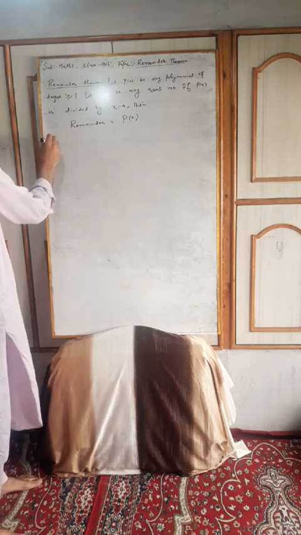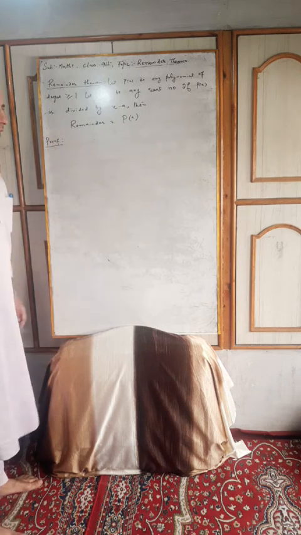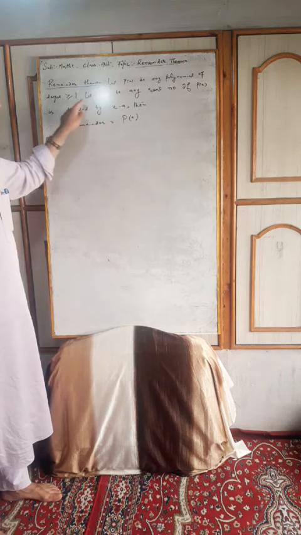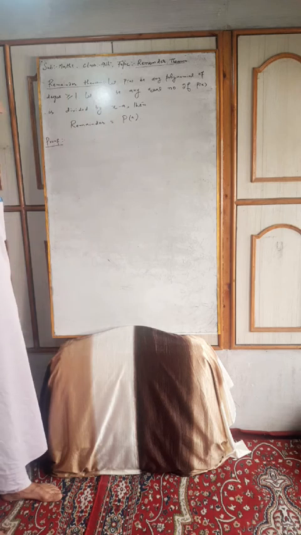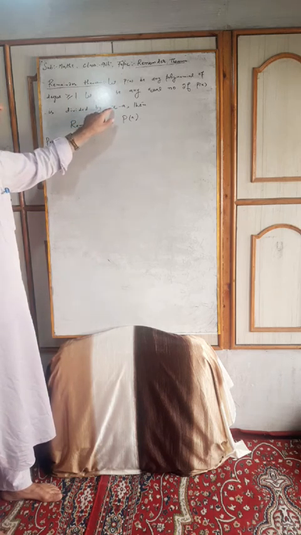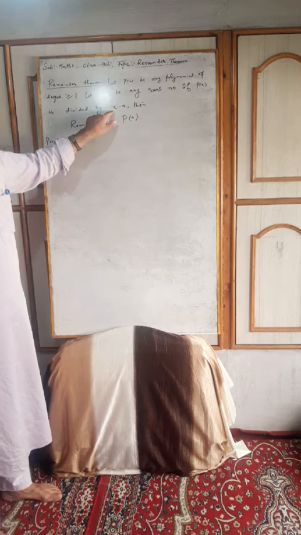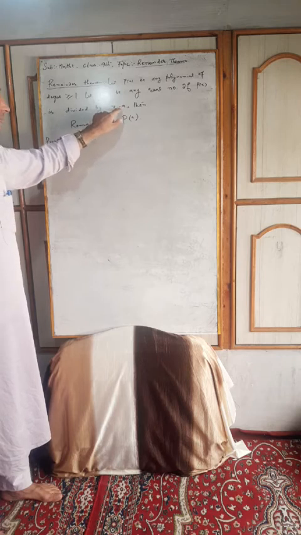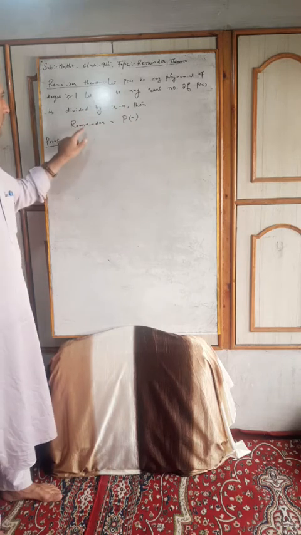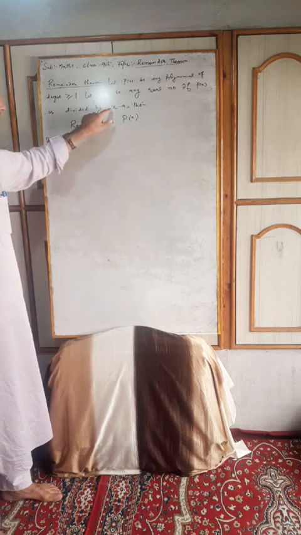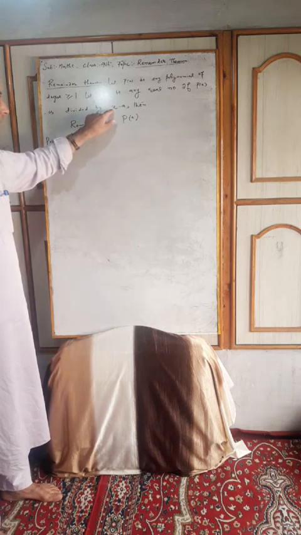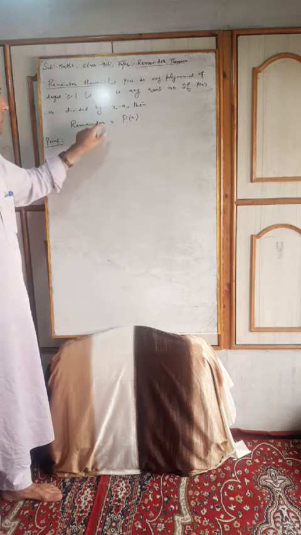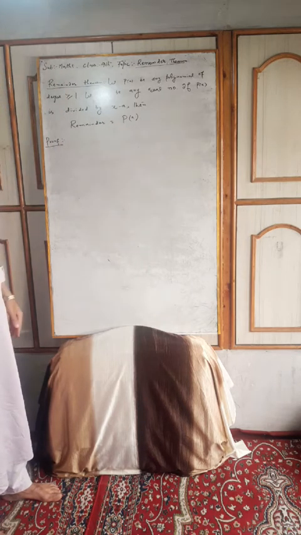Proof. Dear students, here the polynomial p of x is to be divided by the linear polynomial x minus a, and the 0 of x minus a is a. The 0 of this linear polynomial x minus a is a. Then simply the remainder will be equal to p of a. It means that you will have to find the 0 of the linear polynomial. Then you will have to substitute a in place of x so that we will get remainder is equal to p of a.